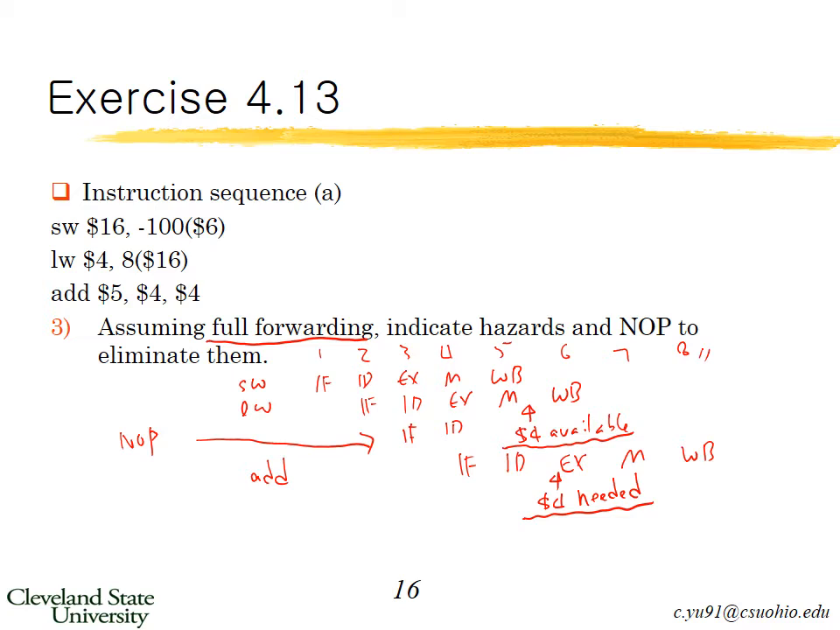So question 3, when there is a full forwarding mechanism, for the load word instruction, although the newer value of register 4 is written in cycle 6, the value itself is available after cycle 5. And likewise, the addition instruction needed it at the ID stage, but actually it is needed only as long as it is available before cycle 6 in the execution stage. That's fine. So accordingly, we just need one no operation in this case.